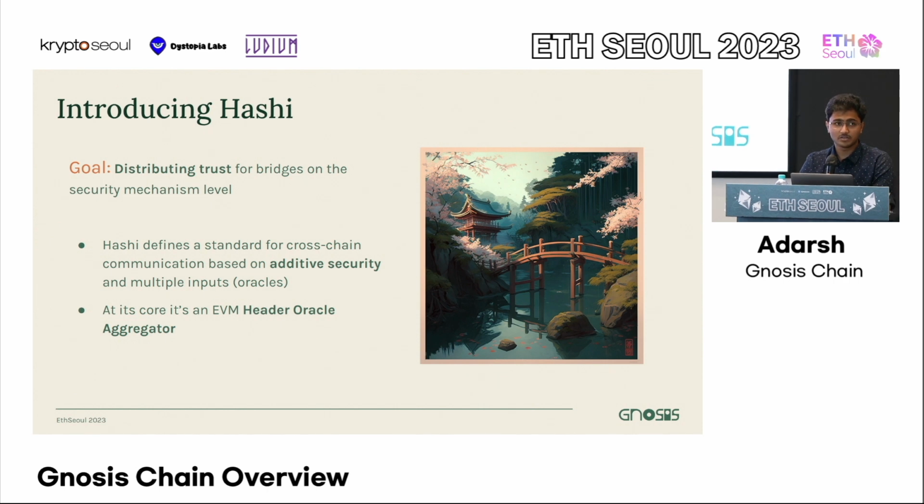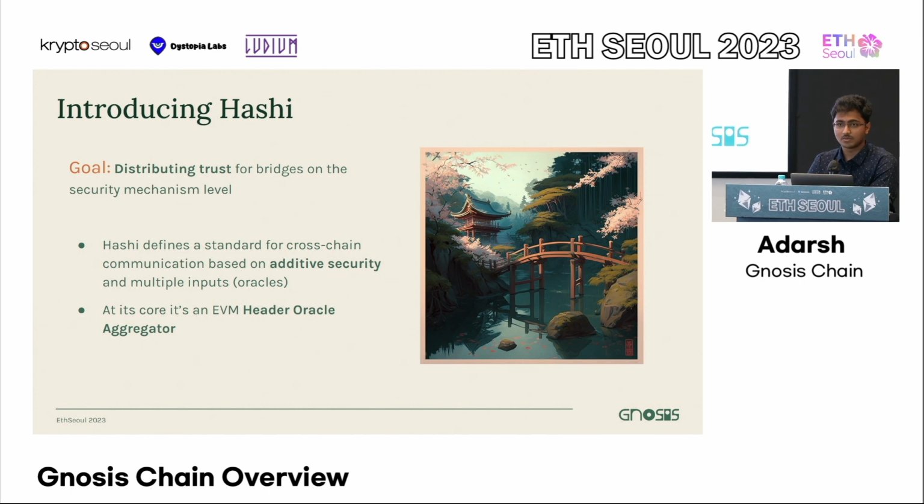So the idea is what we call a redundant array of hash oracles. The main goal here is to distribute the trust so that you don't have to trust any particular bridge security mechanism, but you can get all of those. And the reason why we decided to build this, why was it necessary?